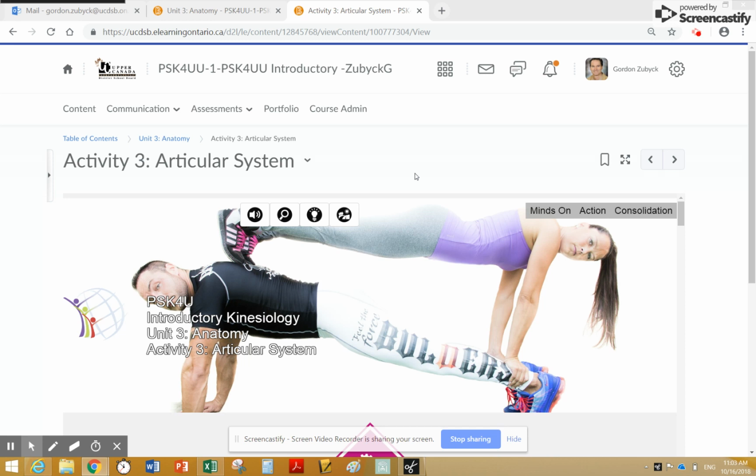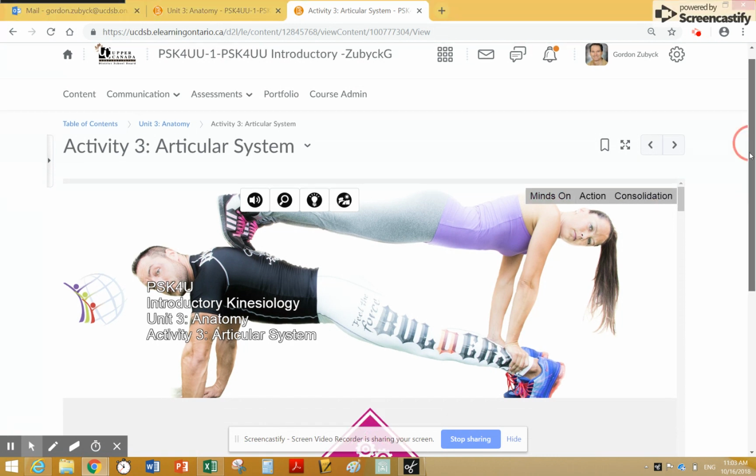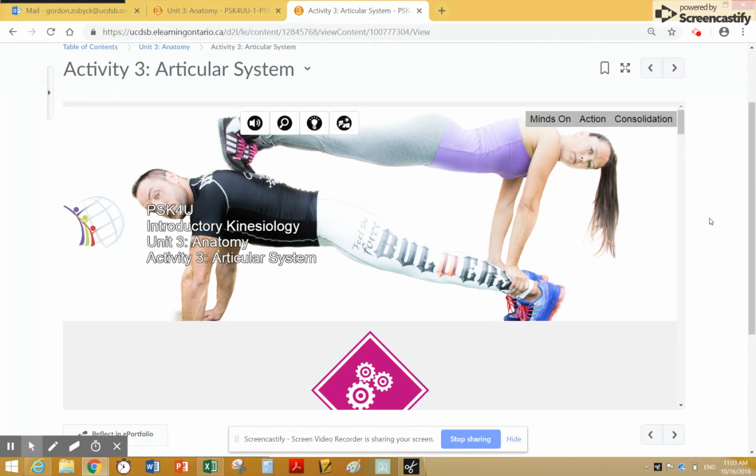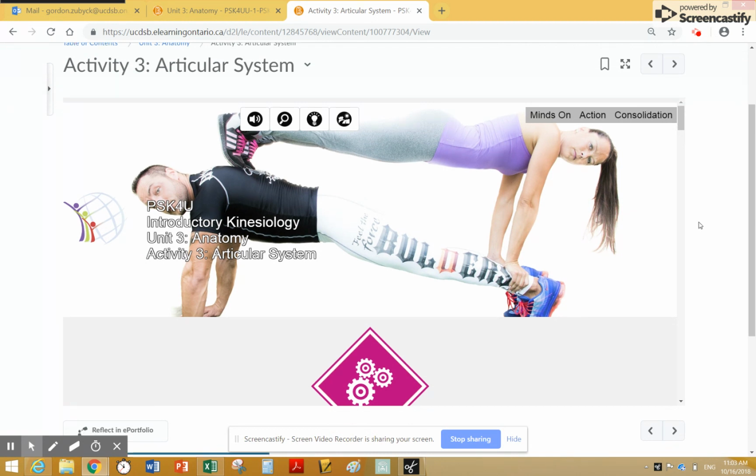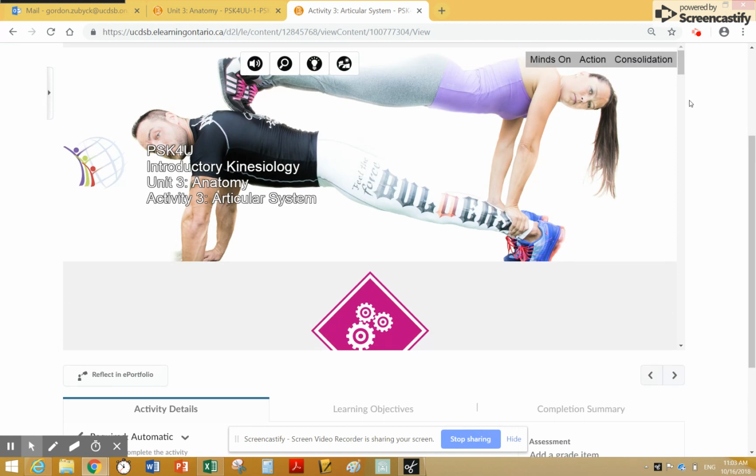So Unit 3, Activity 3, is going to focus on the articular system. Basically, what we're going to do is put it all together. We're going to take the muscles, the bones, and the joints and put this stuff all together to see what you guys have learned in this section. The final task for this section is quite important as it is one of your summative or culminating activities. So please make sure you take your time when completing that.